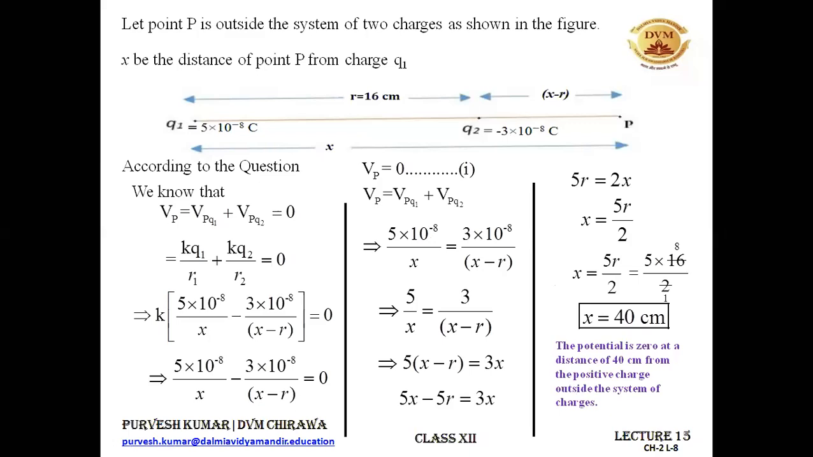So there are two possible answers for the question. One, when the point P is lying in between the charges, at that the distance was 10 centimeter from the positive charge, and if the point P is lying outside the system of the charges, then it is 40 centimeter from this positive charge. I hope it is clear.